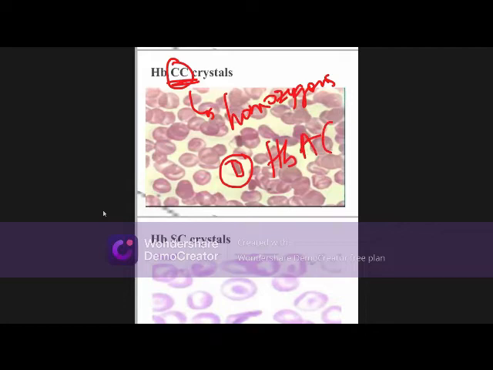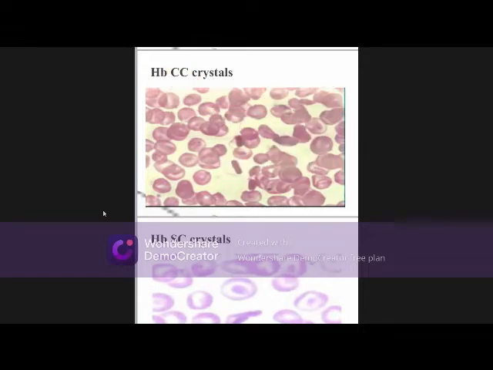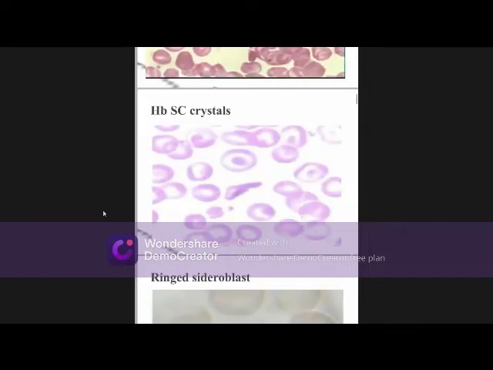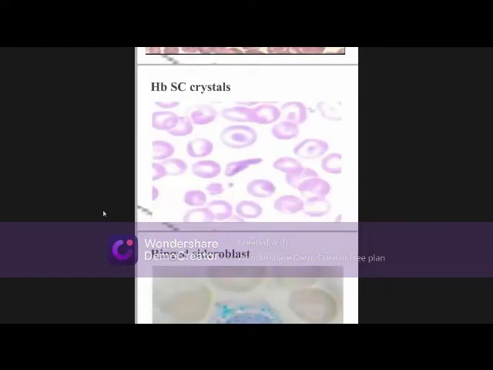Yung isa normal, yung isa abnormal. So usually, you form that bar of gold appearance when your patient is a homozygote. So ibig sabihin, both of his globins are affected. Okay? Then, ito, parang no way out. One of your globin is S and the other one is C. Both of them are abnormal.